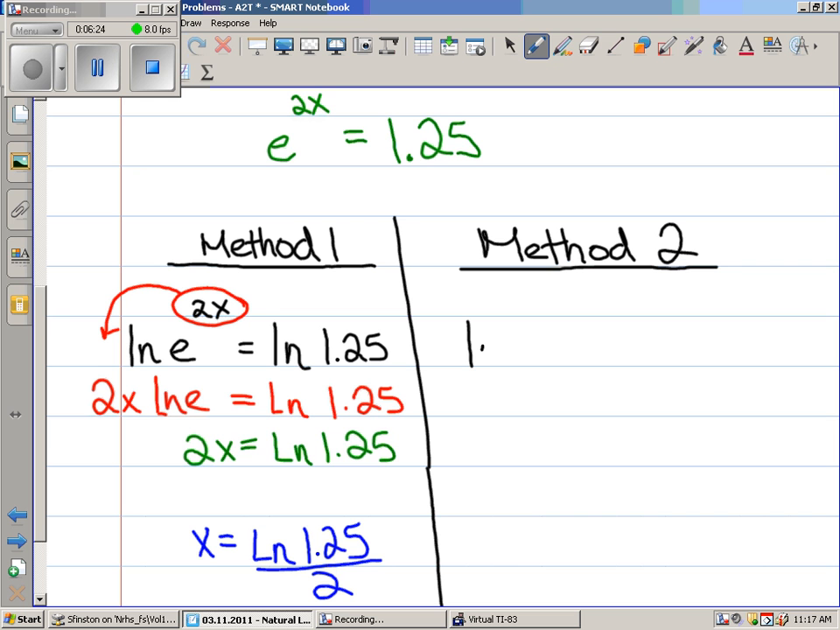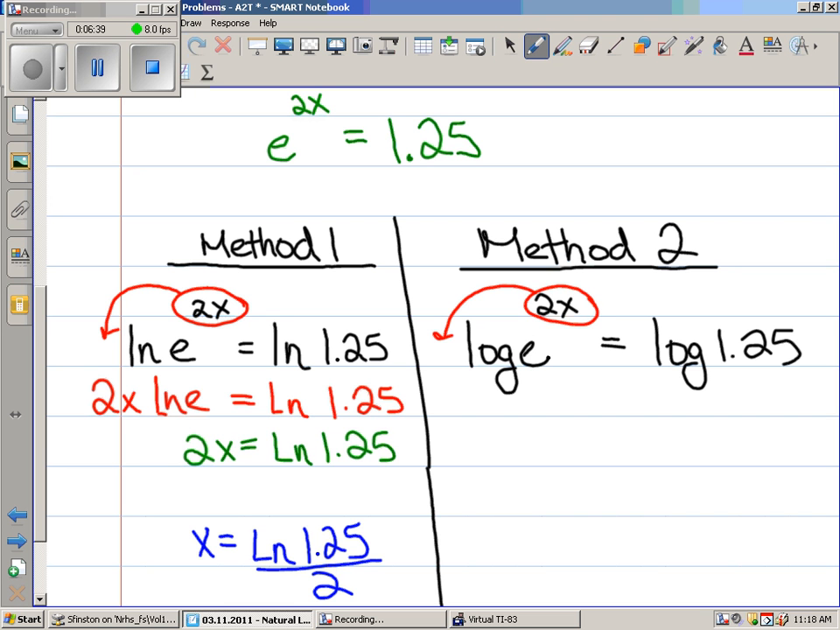Log both sides. You get the log of e to the 2x equals the log of 1.25. Same stuff occurs. The 2 pops down in front. You get 2x log e equals log 1.25. Yes, that's exactly the case. The log of e, if you punch it into your calculators, is a big random number.